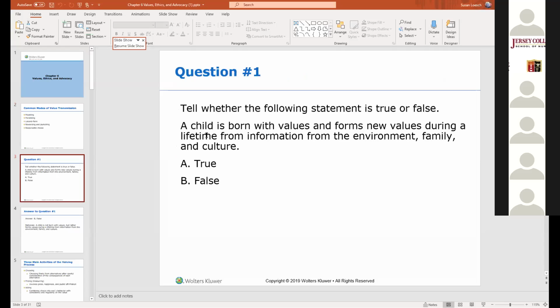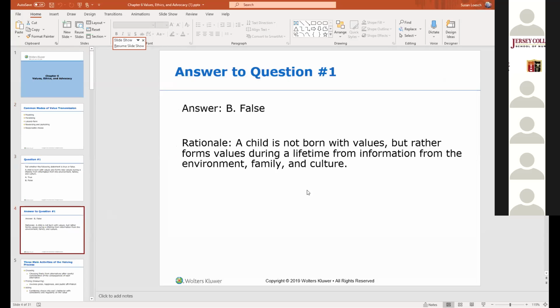So is the following statement true or false? A child is born with values and forms new values during a lifetime from information from the environment, family, and culture. False. We're not born with values. We're not born with them, we learn those values, right?